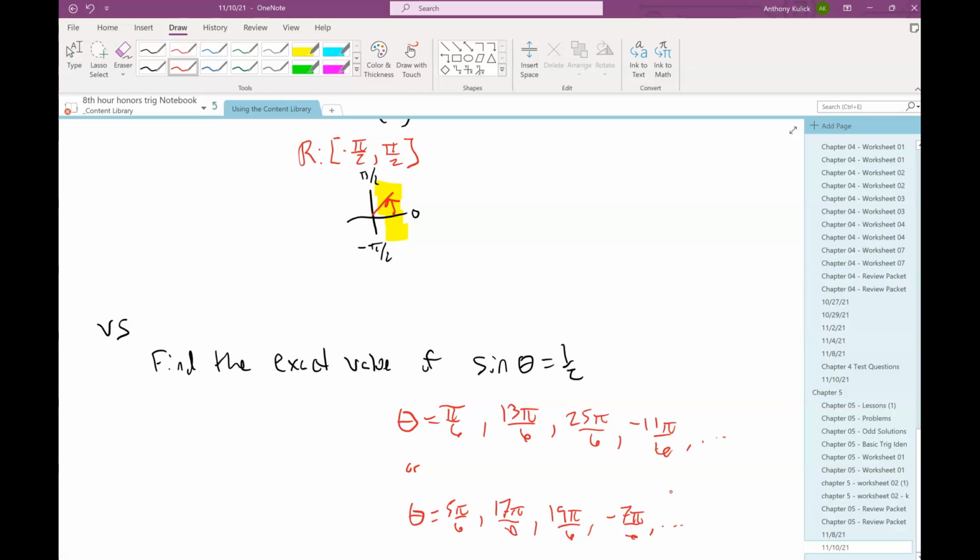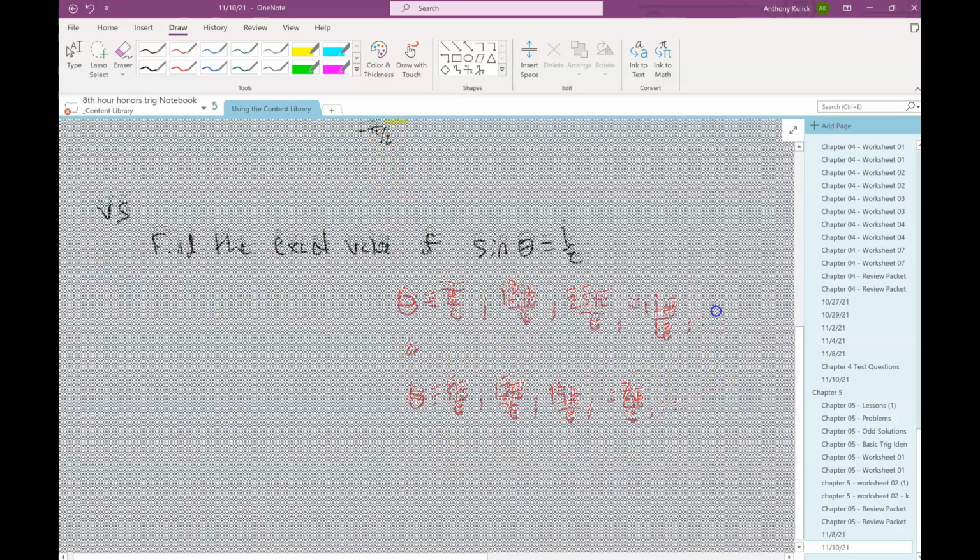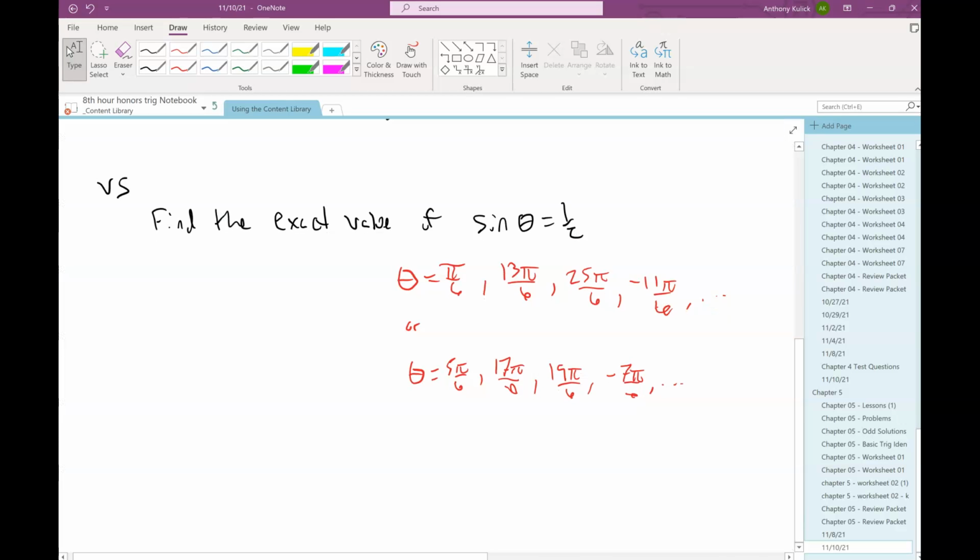So what do I do? Well, this is the way we're going to do it. So what we're going to say is, okay, pi over 6 is an answer. And then we're going to say everything coterminal to it is also going to be okay.